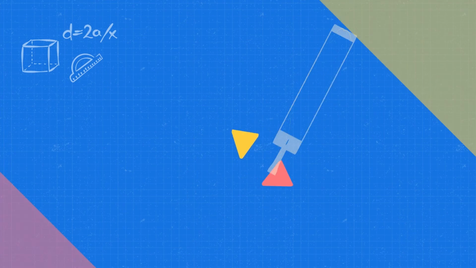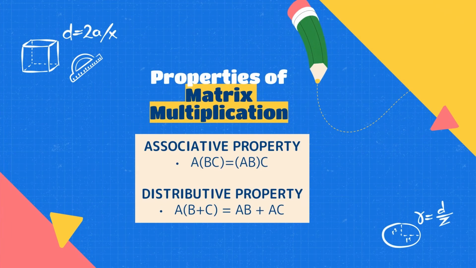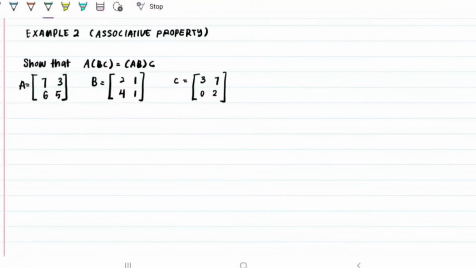Here are two properties of matrix multiplication, which are the associative property and the distributive property. For example 2, associative property, the question is show that A(BC) equals (AB)C. All of the matrices given are of order 2 by 2.